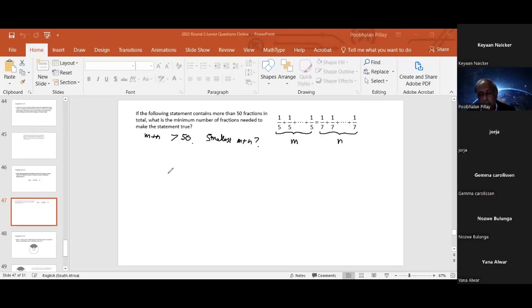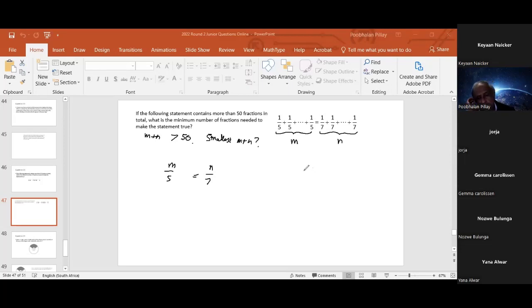Now, m times 1/5 is m over 5, obviously. This is m times 1/5, right? And this is n times 1/7. So that equation can be written quite simply as m over 5 equals n over 7. You got only one equation. There are two unknowns. You don't have any other equation.